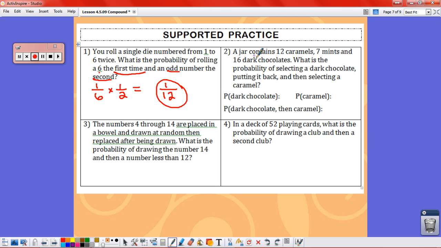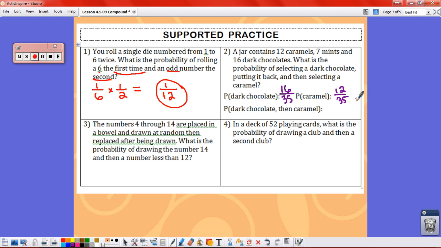Then over here we have a jar contains 12 caramels, 7 mints, and 16 dark chocolates. What is the probability of selecting a dark chocolate, putting it back, and then selecting a caramel? Well, here I even filled in the independent probabilities and then the compound one. Dark chocolate is 16 out of, well, how many total? 12 and 7 makes 19, and 16 makes 35. So 16 out of 35. And probability for caramel is 12 out of 35.